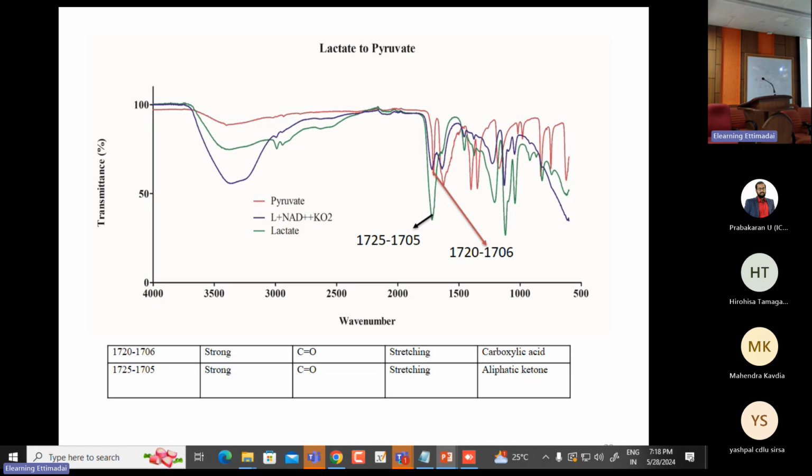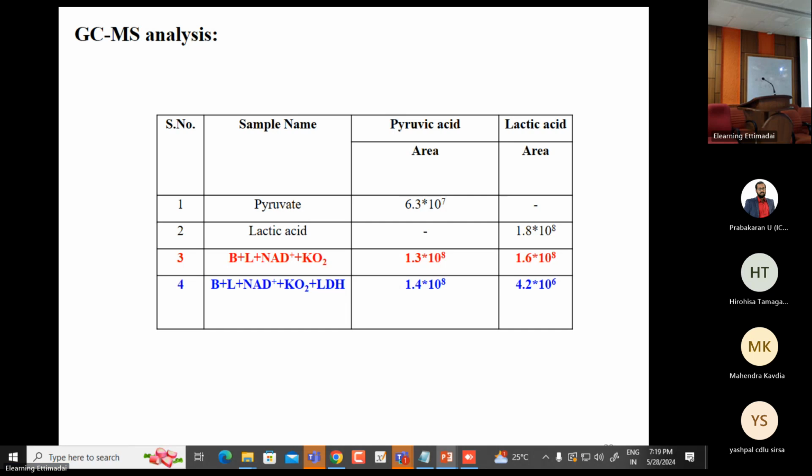So with this, they also did some FTIR, and you can see the trace for pyruvate, that is the red color, and the trace for lactate. The moment you add NAD plus and KO2, you can see that you are getting lactate to pyruvate conversion. Lactate is becoming pyruvate. It was also traced with the help of GCMS. And the moment you have KO2 plus LDH, you can see that the amount of lactic acid has decreased.